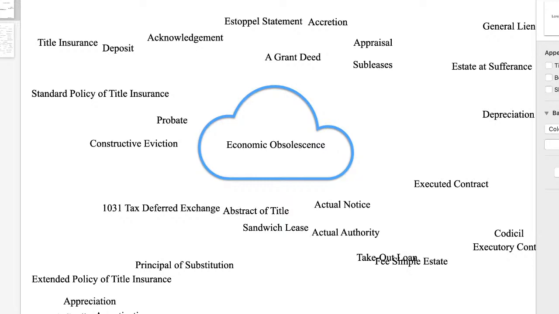Give me an example of functional obsolescence. The yin to the yang of economic obsolescence. What is functional obsolescence? Functional obsolescence would be poor design.